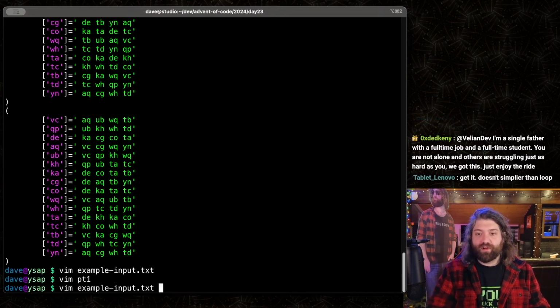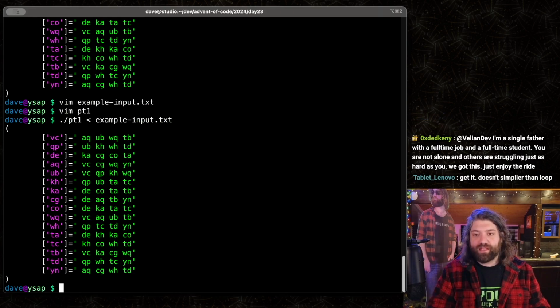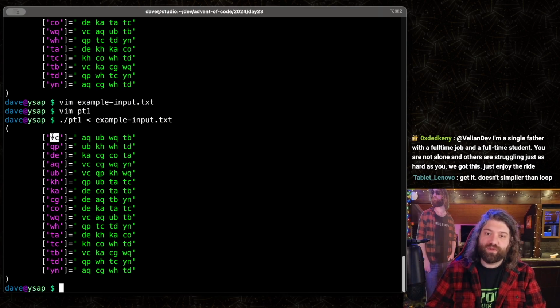Cool, so what do we have to do? We have to go through and find all of the ones that have 3 connections. So the way we can do this is we know that VC is connected to these 4 things. We have to check. We have to loop through each one of these. So VC, AQ, and then we have to check, is AQ connected to UB?